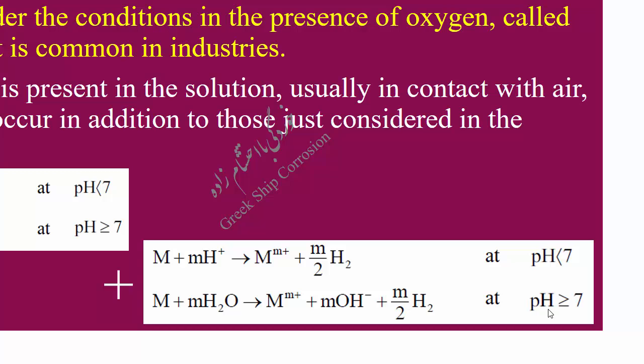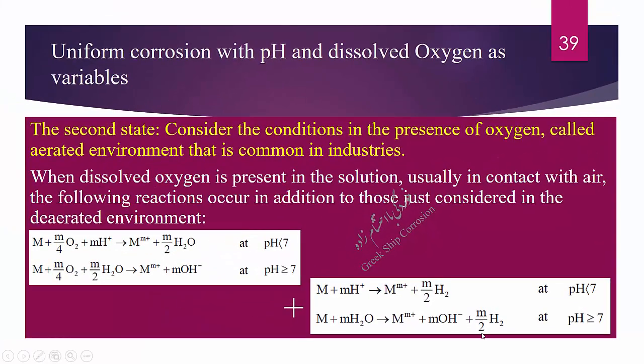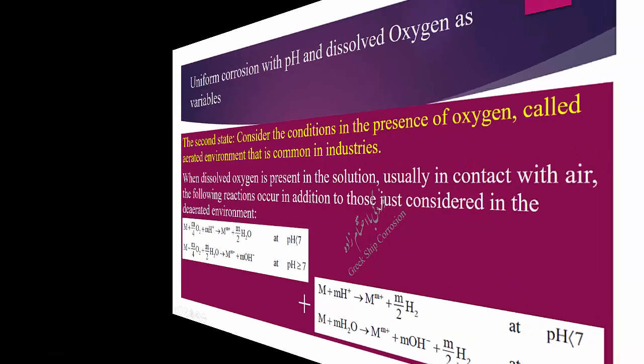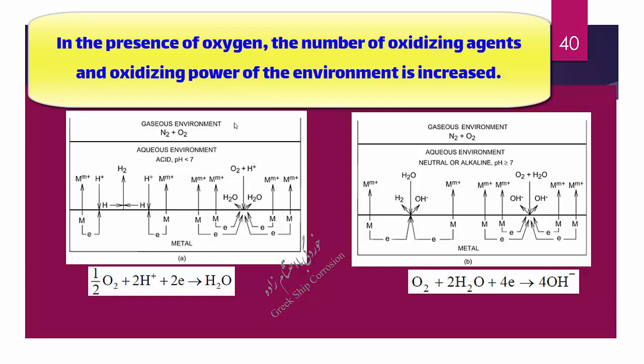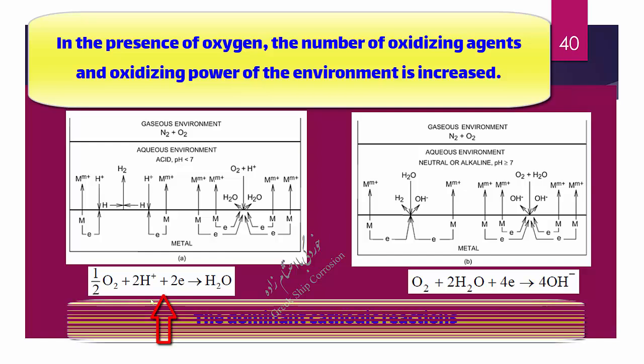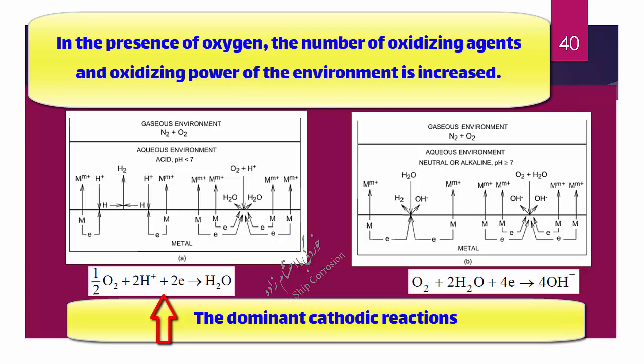And if pH is greater than or equal to 7, M plus M moles of water react to produce Mn plus M moles of hydroxyl and M divided by 2 moles of hydrogen gas. In the presence of oxygen, the number of oxidizing agents and oxidizing power of the environment is increased. In other words, in addition to hydrogen evolution reaction, oxygen reduction occurs. The dominant cathodic reactions are observed here.